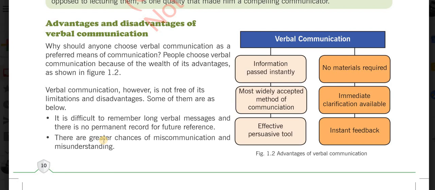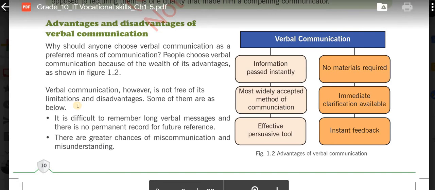In the last video we learned what communication is and the types of communication. In this video we'll go further and talk about the advantages and disadvantages of verbal communication. So let's find out what it is.